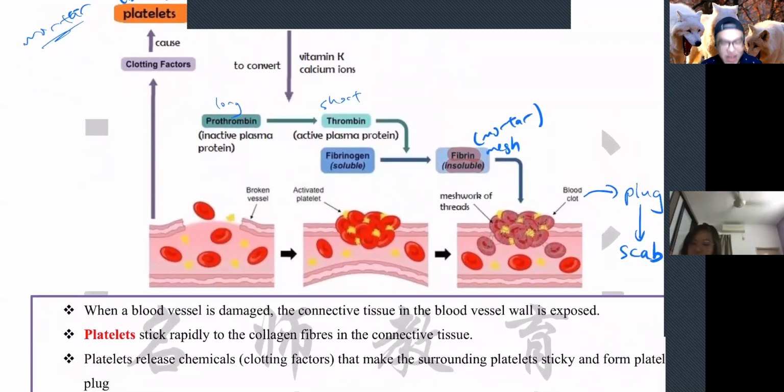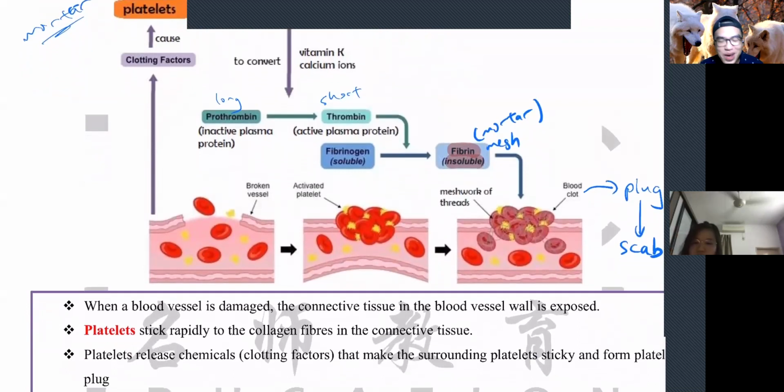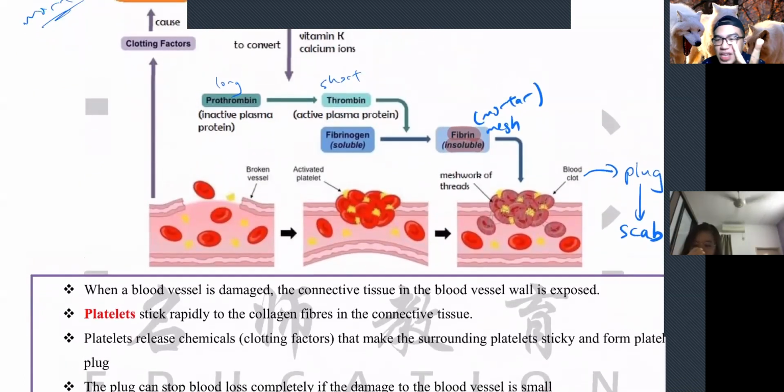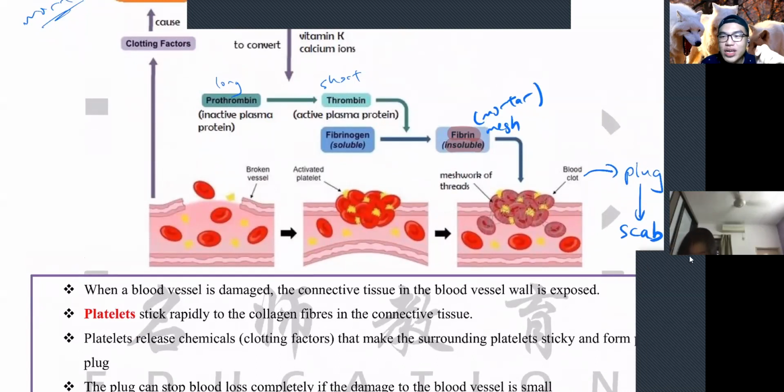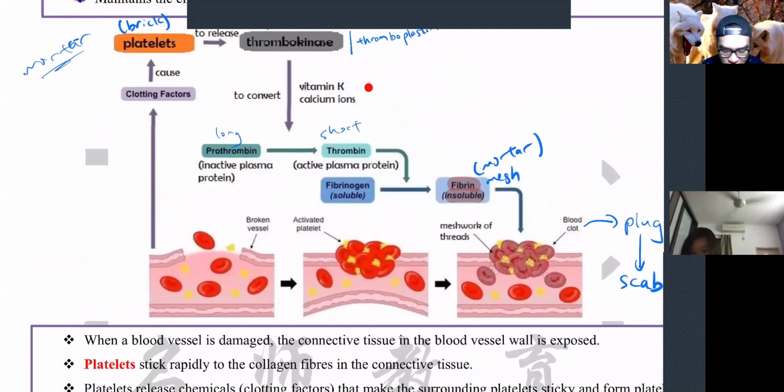So anyway, this is what happens during blood clotting. There are two things to assist your blood clotting. We call it cofactor, or you can call it clotting factor. So for clotting, you need a lot of factors to help you. Two of them that you must know: one, your vitamin K, very important, please highlight here, and your calcium ion, which is your Ca2+.